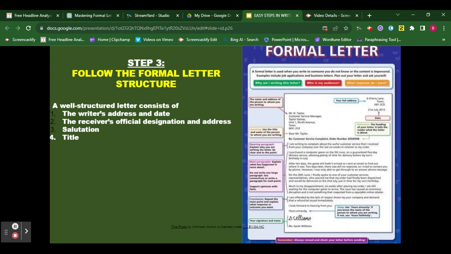This is necessary in a formal letter. Number 5, you have the message. That is the real content of the letter that should be made up of 3 subcomponents: A, the introduction; B, the body; and C, the conclusion. Number 6, you have the subscription, which is the closing greeting. And for a formal letter in the West African Senior School Certificate Examination, it is usually yours faithfully. Okay, yours faithfully. Number 7, you have the signature.